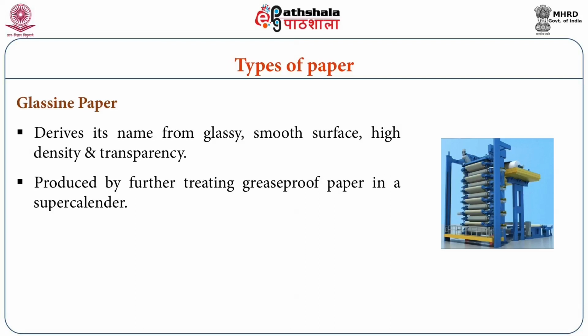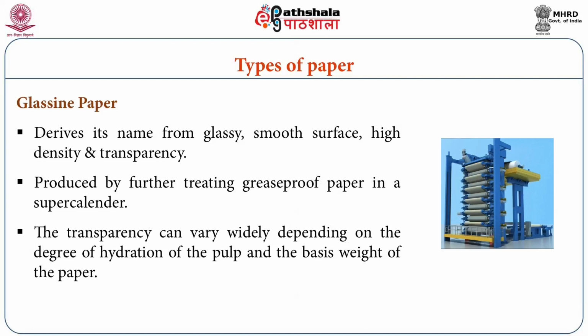This results in such intimate interfiber hydrogen bonding that the refractive index of the glassine paper approaches the 1.02 value of amorphous cellulose, indicating that very few pores or other fiber or air interfaces exist for scattering of light or allowing liquid penetration. The transparency can vary widely depending on the degree of hydration of the pulp and the basis weight of the paper. It is frequently plasticized to increase its toughness.